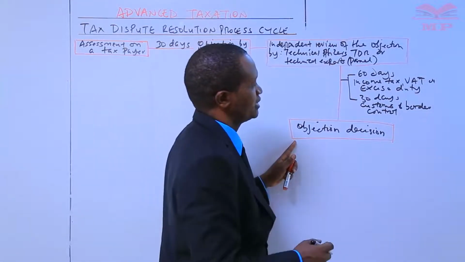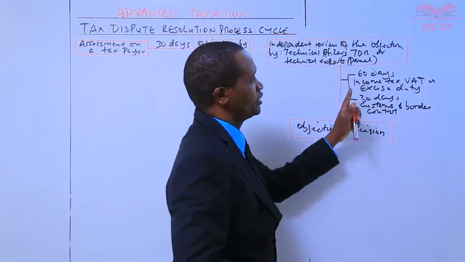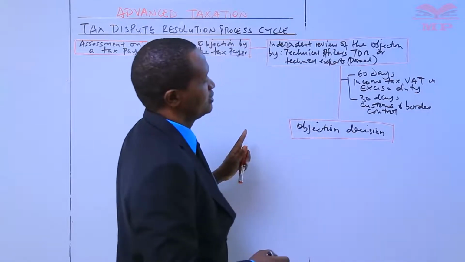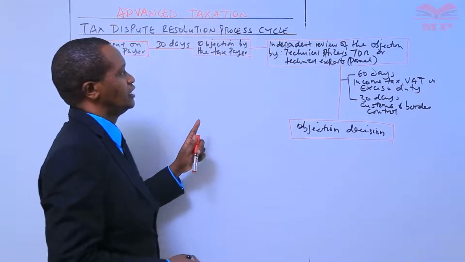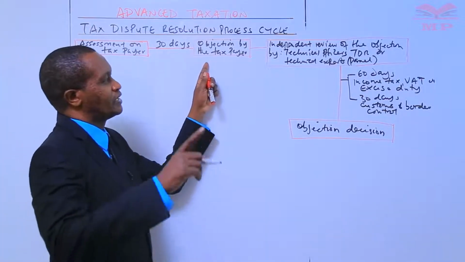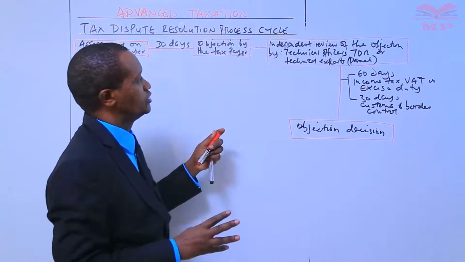And we learned earlier that if the commissioner does not communicate within 60 days, then the objection that is raised by the taxpayer is allowed. And we mentioned 4 scenarios.